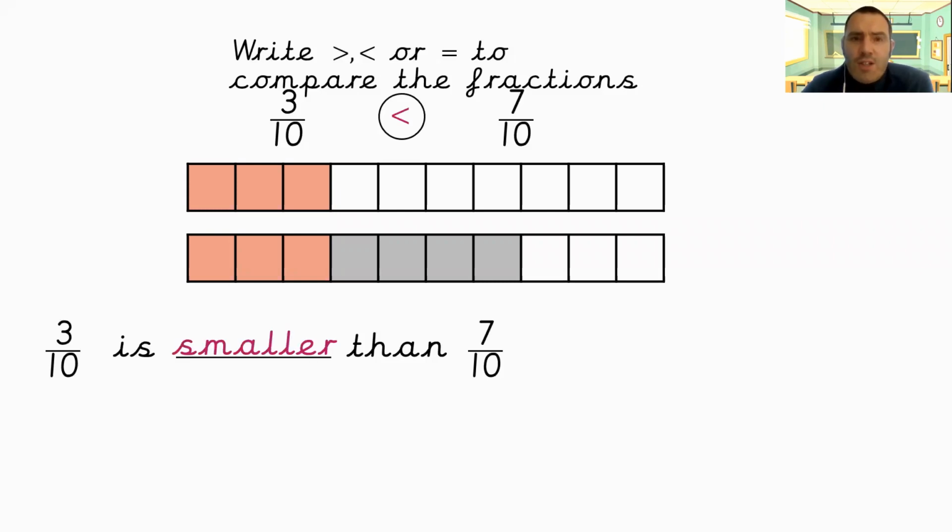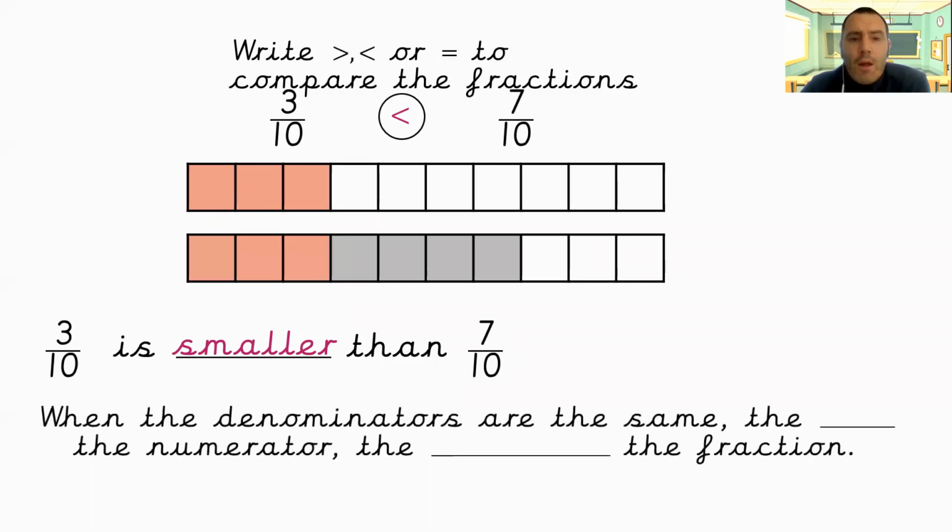So 3/10 is smaller than 7/10. The other way around, 7/10 is greater than 3/10. Whichever way round you look at it, 3/10 will always be the smaller fraction in this instance. So we can start thinking about what we can apply as a general rule to help us. So when the denominators are the same, the something the numerator, the something the fraction.